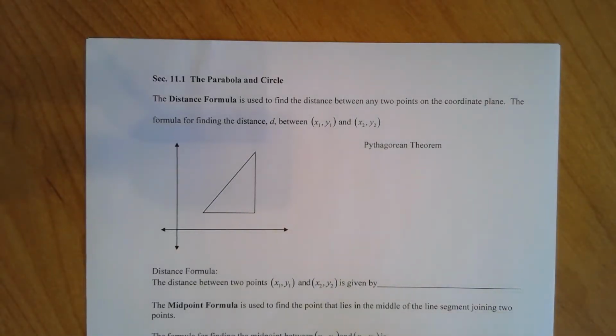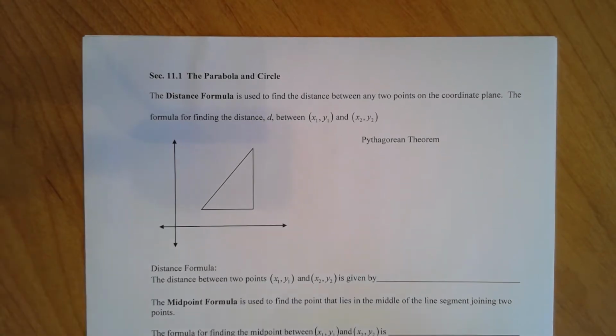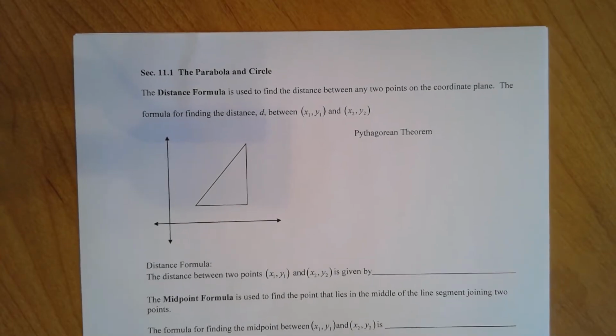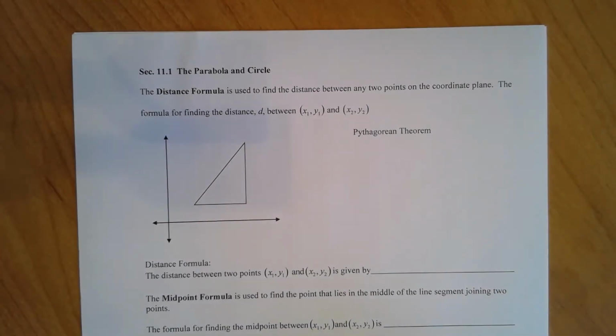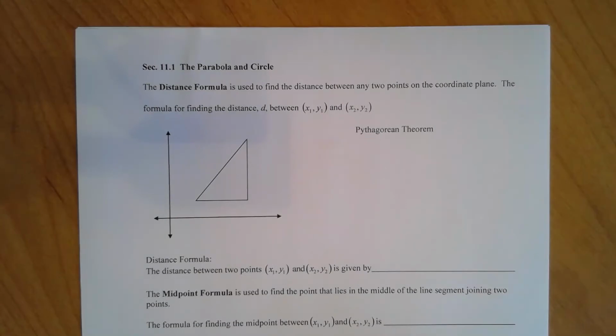Section 11.1, the last section, the parabola and circle. In reality, we don't do the circle in this section because that got moved to college algebra, so we won't be doing the circle. And the parabola we've already done. So what we're really going to do in 11.1 is just talk about the distance and the midpoint formula. So kind of a shorter section to finish up with for the semester.